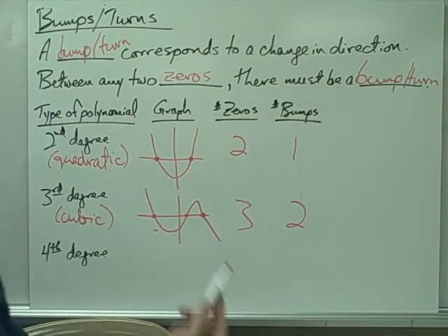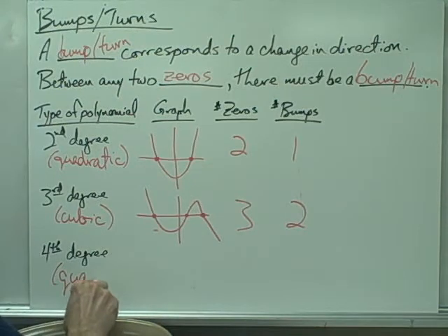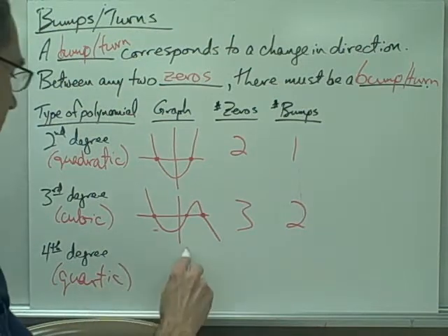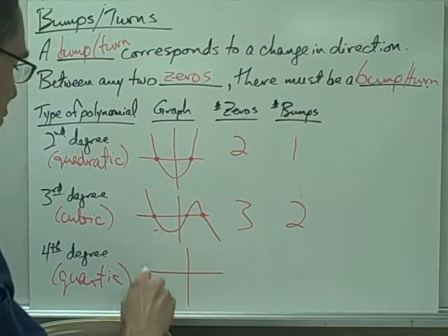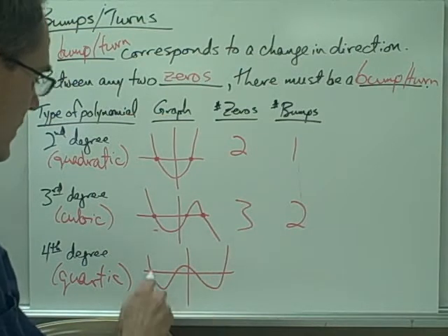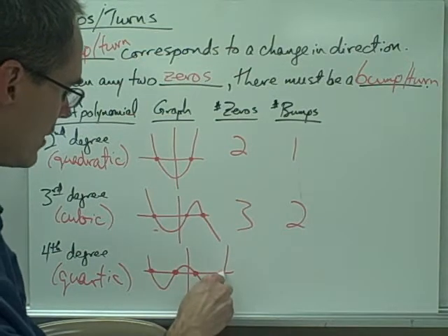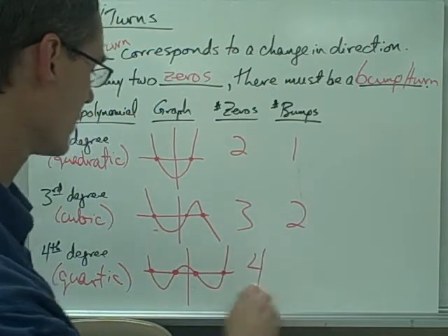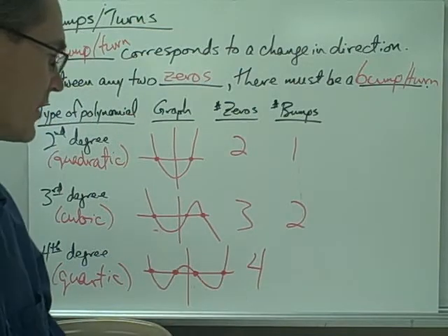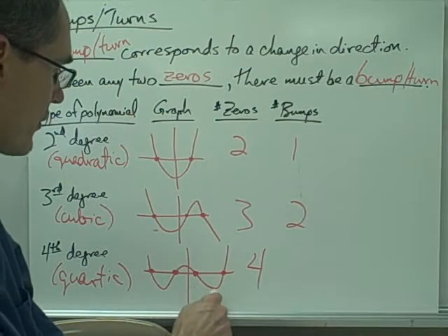A fourth degree polynomial, also sometimes called a quartic, the typical shape for its graph is going to be something like this. And notice now I have 1, 2, 3, 4 zeros for this fourth degree polynomial. And the number of bumps I have is 1, 2, 3.